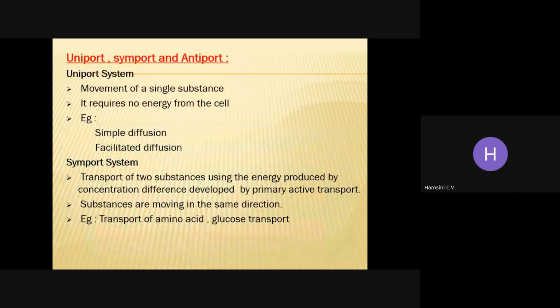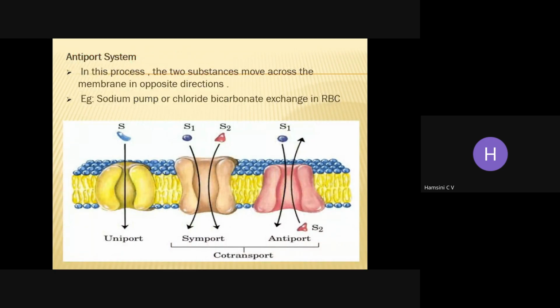So next, even this is very simple: uniport, symport, and antiport. These are also the proteins which help in movement. See, in this diagram, there is a simple explanation. Uni means one. In this transport system, there is movement of only one substance in one particular direction. So this is called uniport.